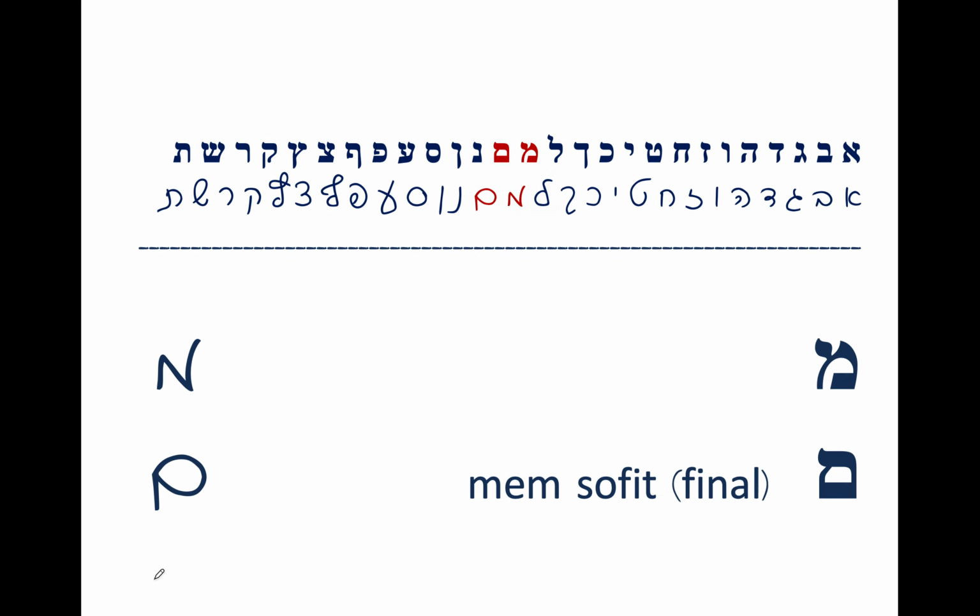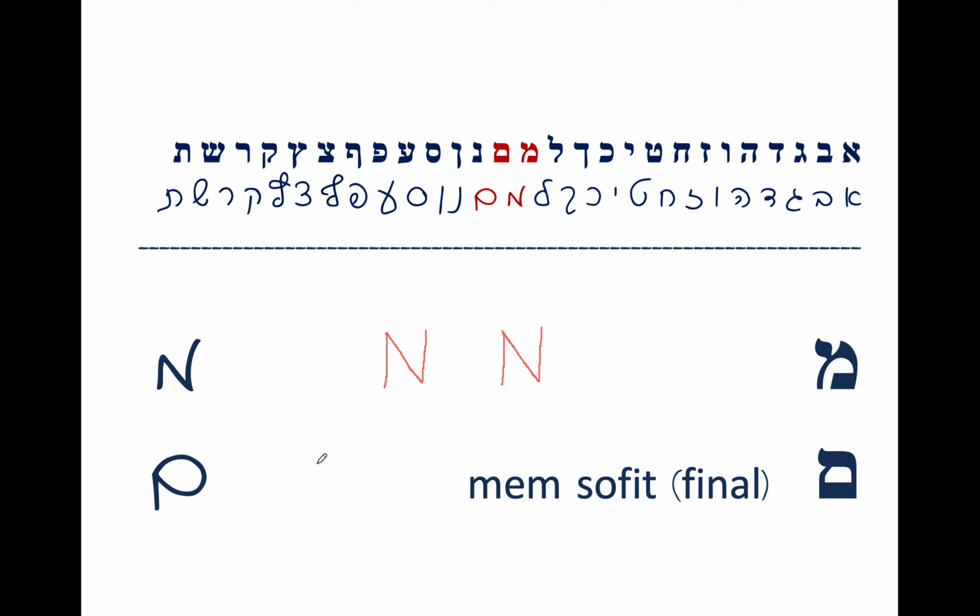Next letter is the letter mem, and we have final mem or mem sofit. So again, mem sofit will come only at the end of the word. The way you write mem is very easy. You start from the right, from the top right, make a line, and then like this, and like this. And this is the letter mem. Again, top right, down, up, and down. And this is the letter mem.